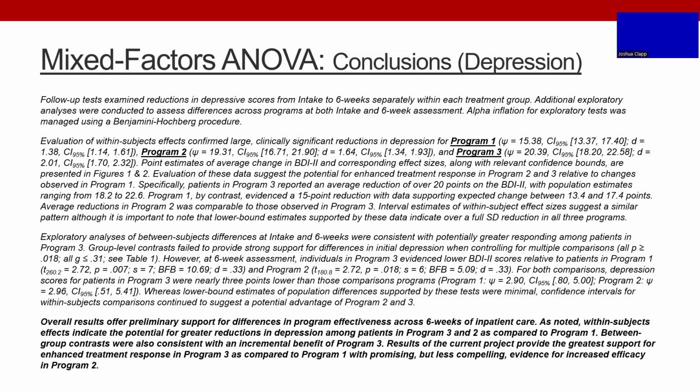Between group contrasts are also consistent with incremental benefit of program 3. Results in the current project provide greater support for enhanced treatment response program 3 as compared to program 1, with promising but less compelling evidence for increased efficacy program 2. Right? So we're just trying to take this all together and tell a story. The story based on my omnibus test is that the pattern of means across these 3 groups differs across treatment group. This is my effort to try and explain kind of what might be happening with that.